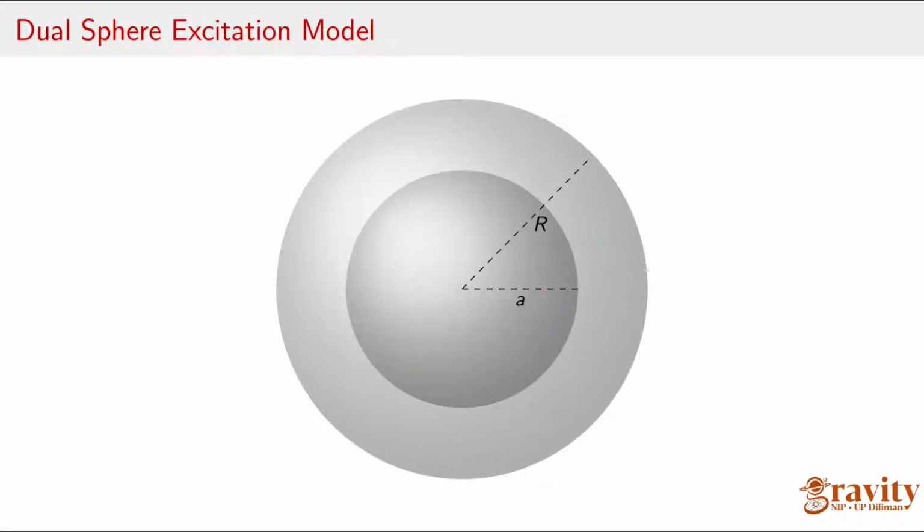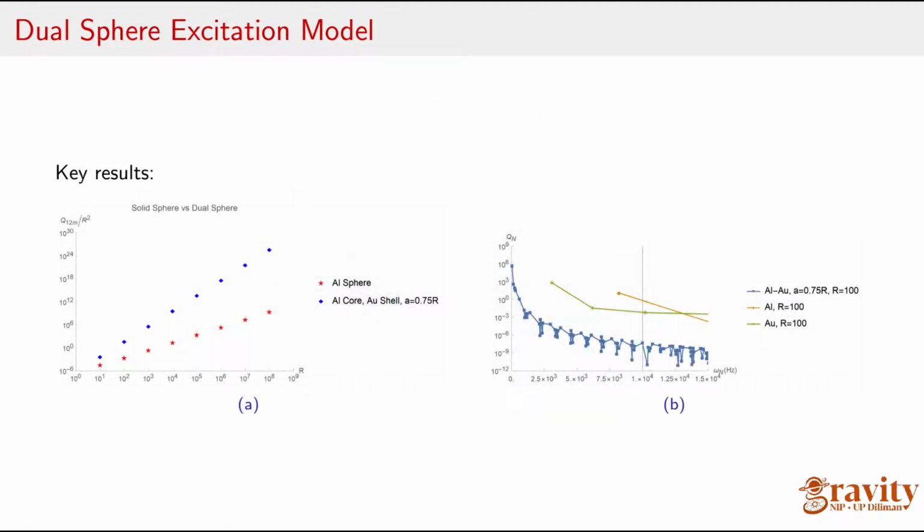A natural extension to Siegel and Roth's model is the dual sphere, which is composed of two layers with different material properties. To build the dual sphere model, we solve the same equations as before but impose extra boundary conditions. Results show that a dual sphere's Q factor exhibits an amplification as compared to a solid sphere of the same radius, as indicated by the plot to the left.